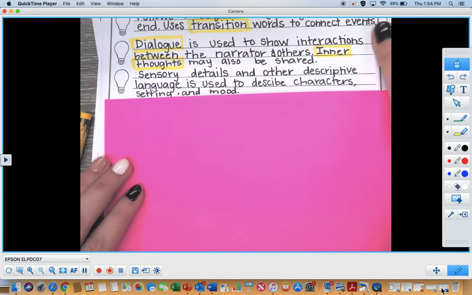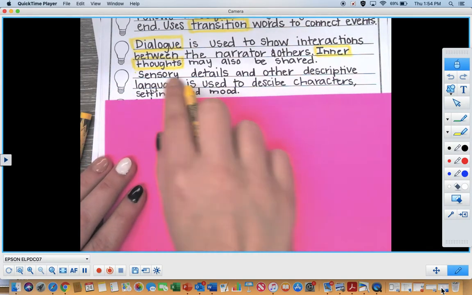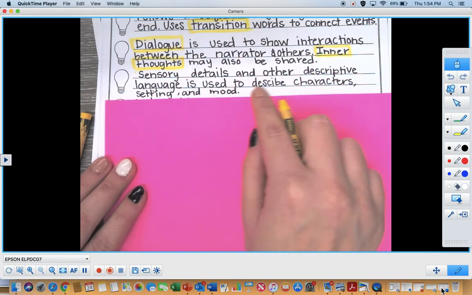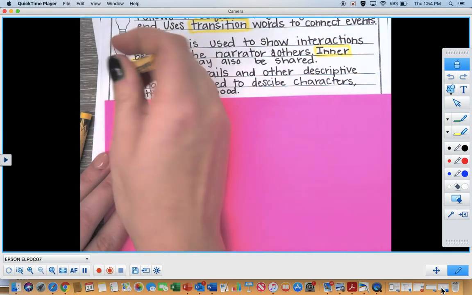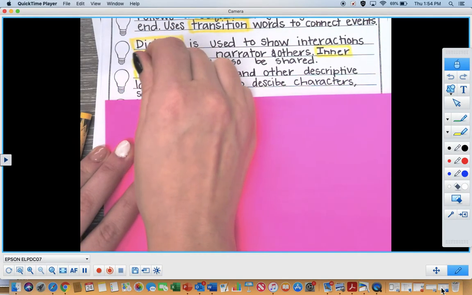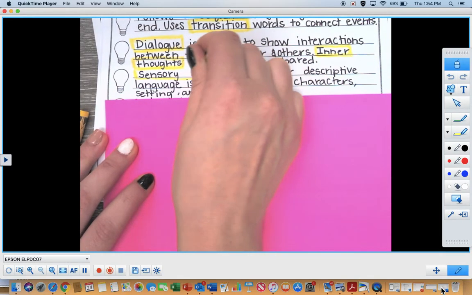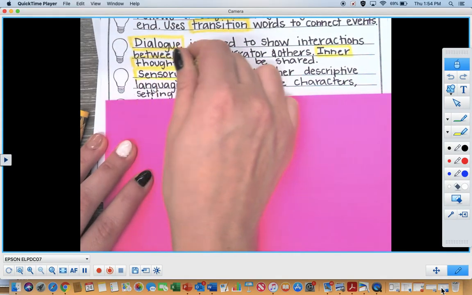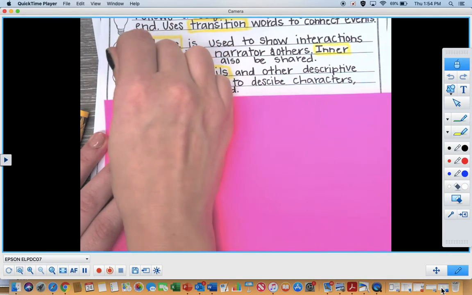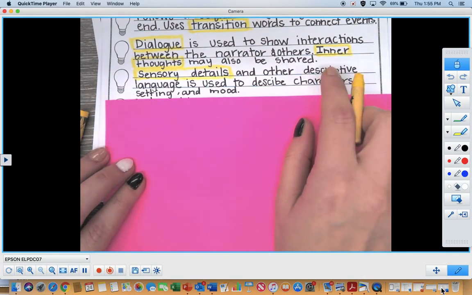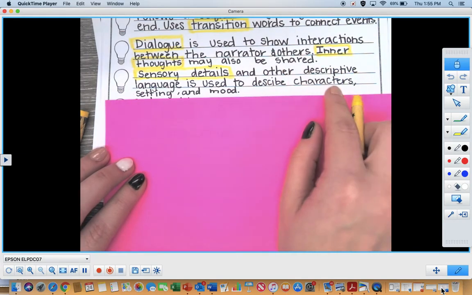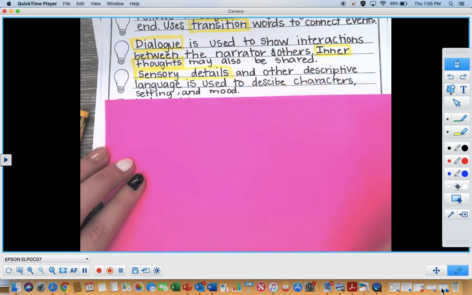Next, we have sensory details. Sensory details and other descriptive language is used to describe characters, setting, and mood. So sensory details, those are going to be using your senses, as you can probably guess from the word sensory. So sensory details, we have our taste, we have touch, we have smell, we have sight. We use that information to help us create really descriptive language that not only describes characters, but also setting and mood, and so it can really help your reader almost imagine themselves being there with you.